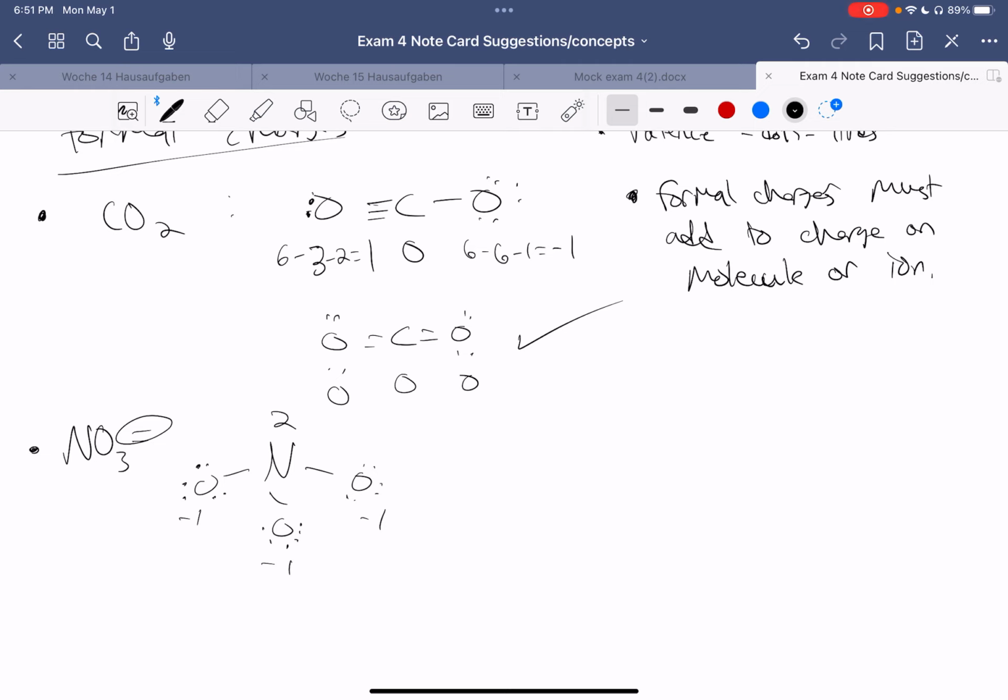But another one of the rules for formal charges is that we don't want formal charges on the central atom if we can help it. We want them on the more electronegative atoms, which in this case are the oxygens. So I think we can do something like nitrogen, oxygen.